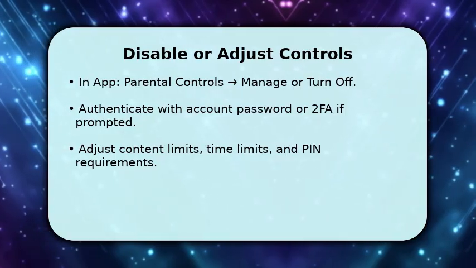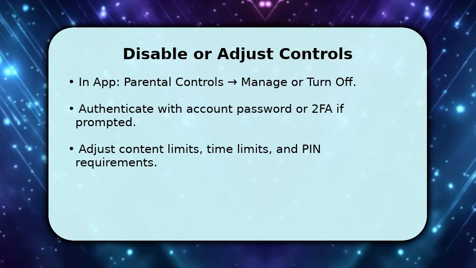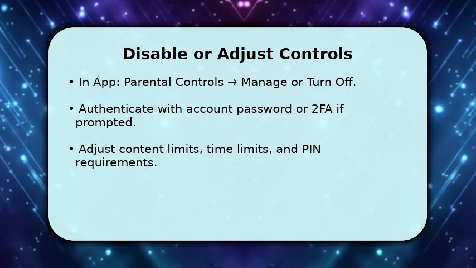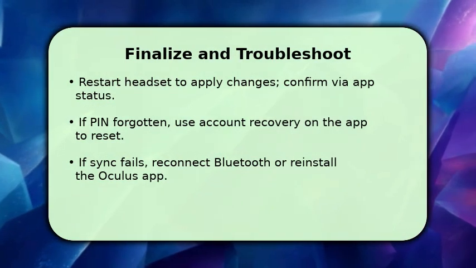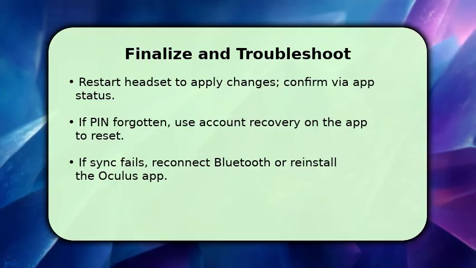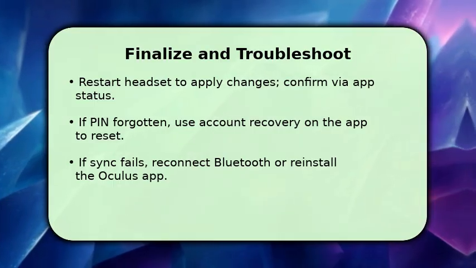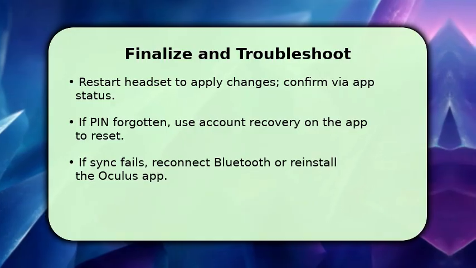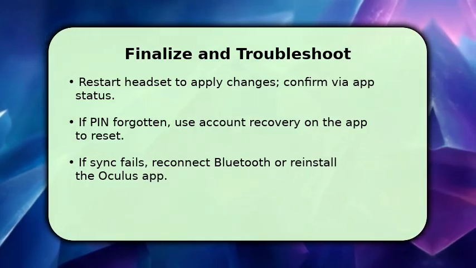If you plan to keep some guardrails, lower limits, finish by restarting the Quest 2 so the new settings take effect. Then verify in the Oculus app that parental controls show as disabled or adjusted. If you encounter a forgotten PIN, use the app's account recovery or reset flow to remove it after owner authentication.